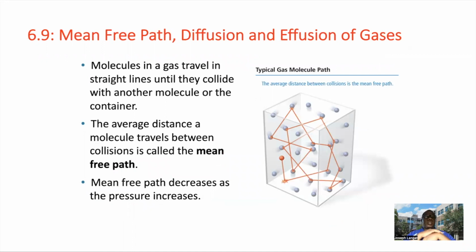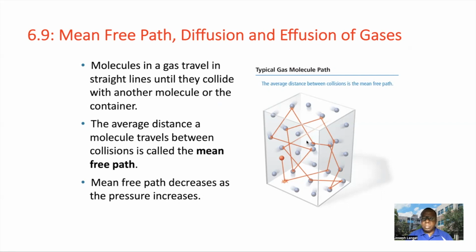Let's see Section 6.9, mean free path, diffusion and effusion. I know in the last slide I mentioned effusion and you didn't know what it is. We will define effusion and diffusion in a moment. But what is mean free path? Mean free path is the average distance a molecule travels between collisions. When it collides, what is the distance from one collision to the next? The mean free path decreases as the pressure increases.